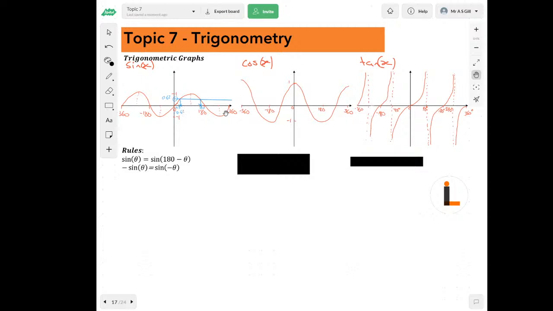So we take this line across, and the values that we get here and here are going to be exactly the same as these values here and here. They'll just be negatives. Right, they'll just be negatives. Okay? So, that's for sine x. I'll give you a moment just to get that copied out, and then we'll go through the graph of cos x.